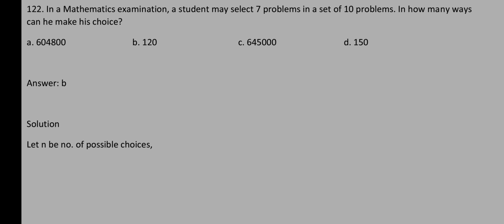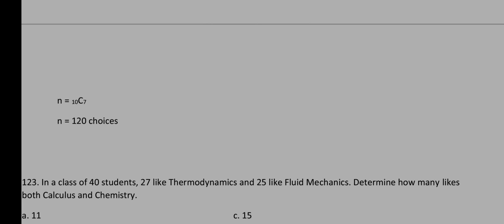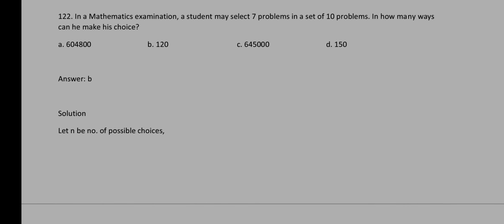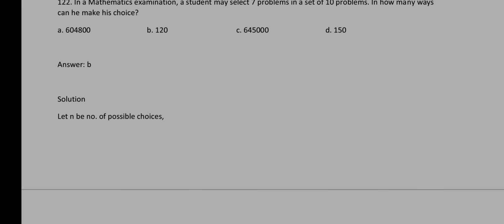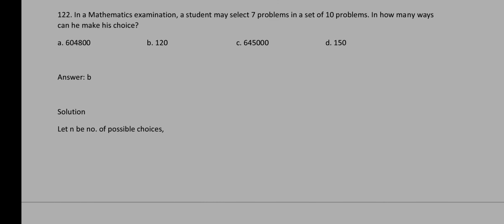Next, 122. In a mathematics examination, a student may select 7 problems in a set of 10 problems. In how many ways can he make his choice? The answer is letter B, 120. If you encounter that question in the board exam, the answer is 120, letter B. Solution: let N be the number of possible choices. N is 10C7, so you get 120 choices. This is the principle of counting in probability. So, this is the question, the answer, and the solution.